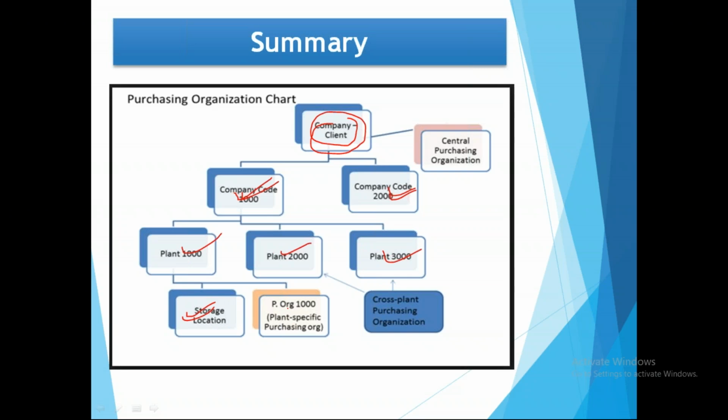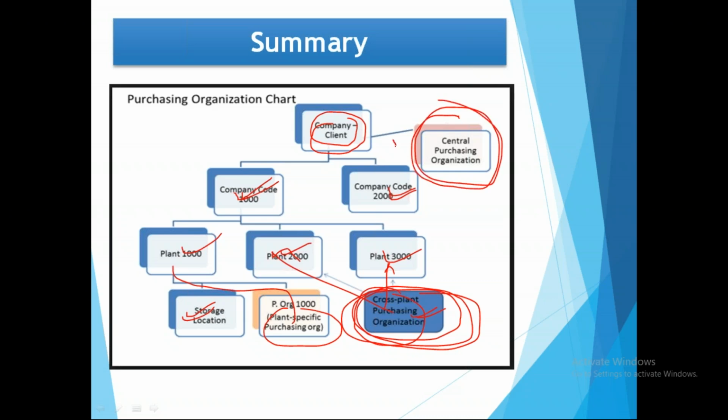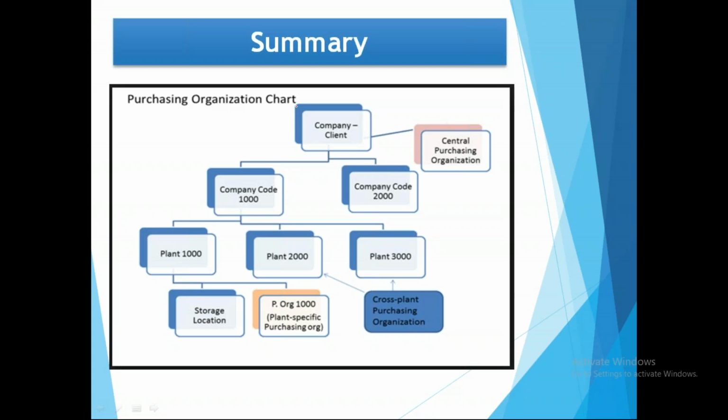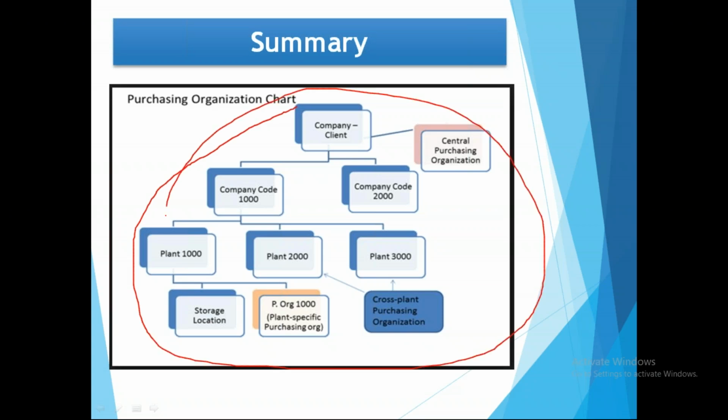Coming to our purchasing organization, you can have a plant specific or a cross plant purchasing organization. If you create a purchasing organization which takes care of purchasing of plant 2000 and plant 3000, then this will become a cross plant purchasing organization. Or you can have a central top level purchasing organization also, that is also possible. So this is our purchasing organization total chart.